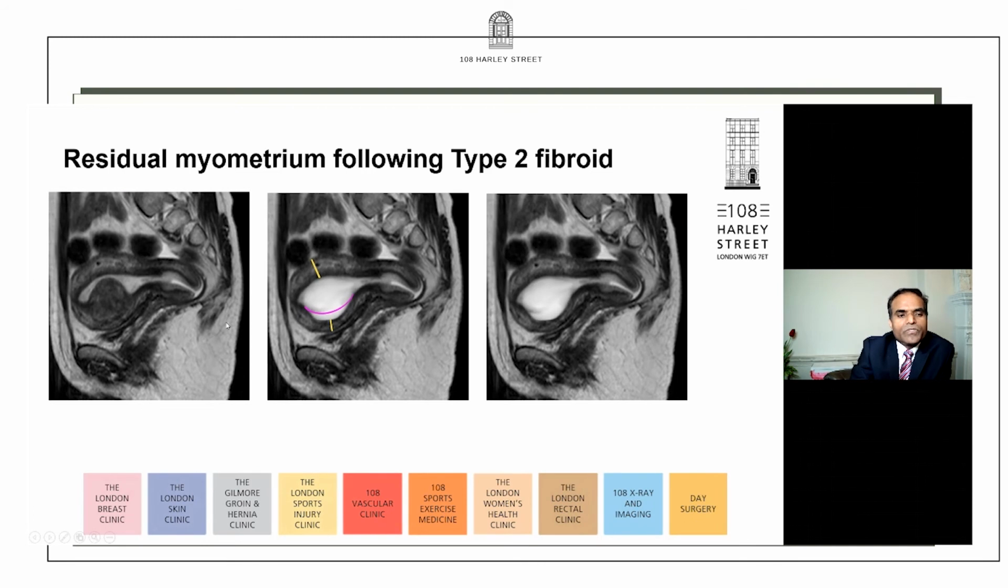This is just to highlight the point I was talking about. So, residual myometrium following type 2 fibroid resection. What I'm demonstrating here is the submucosal fibroid, which is presumed to cause subfertility in a given patient. So the idea is to resect the fibroid in its entirety.